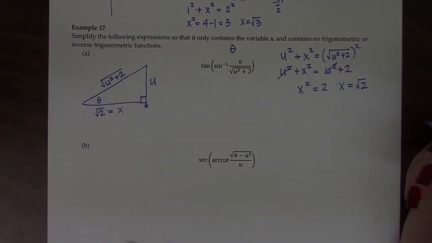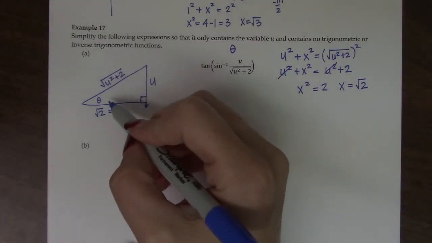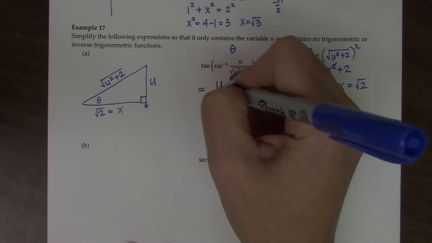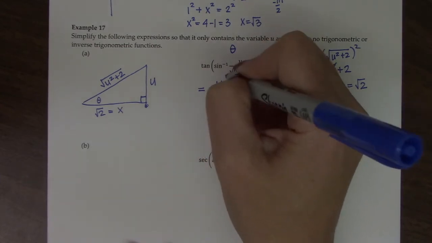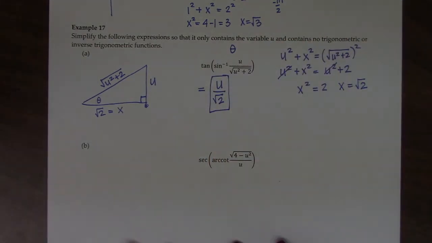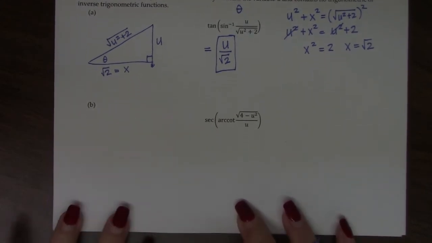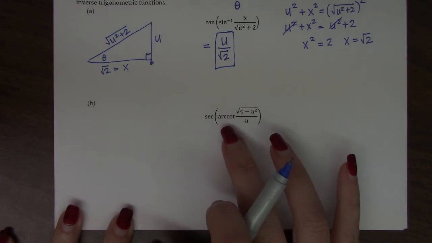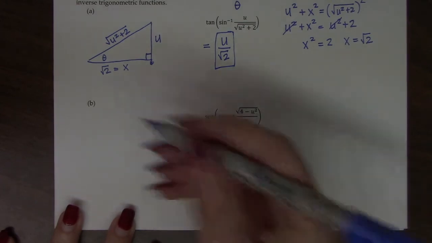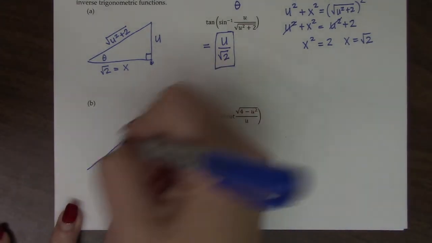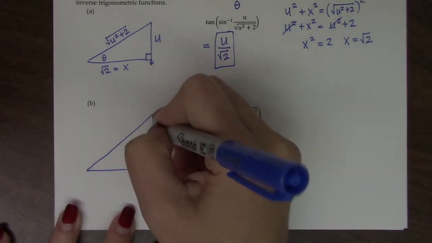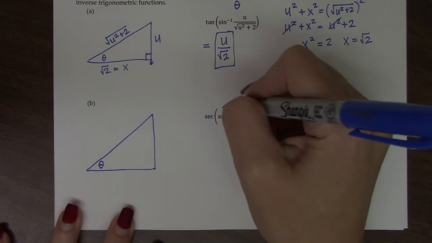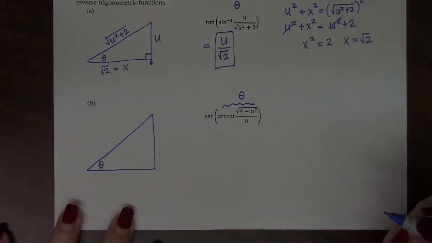Now that I have all three sides to my triangle, tan of theta is just opposite over adjacent. So it's u over the square root of 2. We're going to do the same thing for this, except now instead of arc sine, we have arc cotangent. So I'm going to start with my triangle, and all of this represents some angle theta.